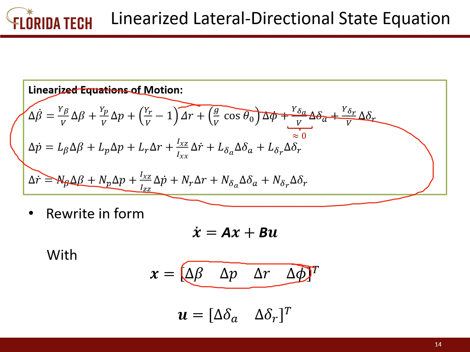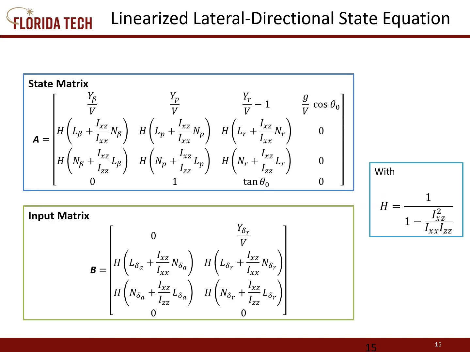And then, unlike the longitudinal axis, we do have two inputs. We have aileron and rudder. So our u, our input vector, to this system of equations consists of two things, the aileron and the rudder. So in the model, based on the previous equations of motion and the state vector and input vector defined, we can then determine what the A matrix and the B matrix are.